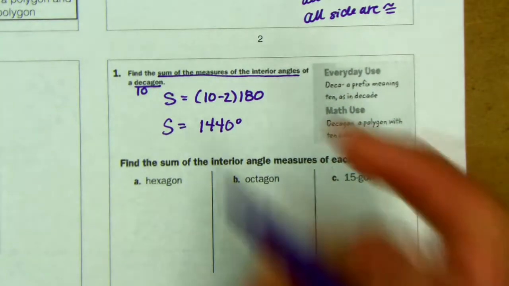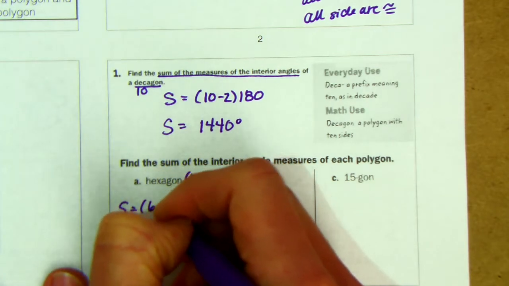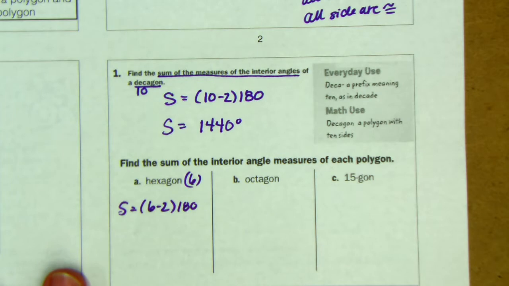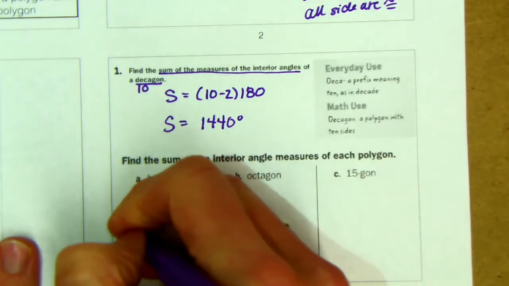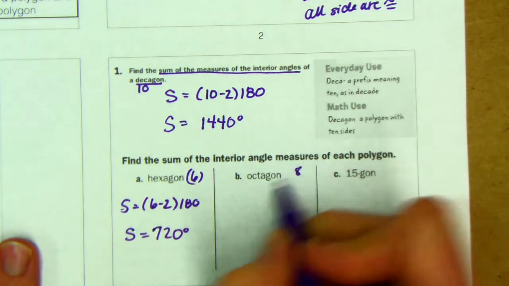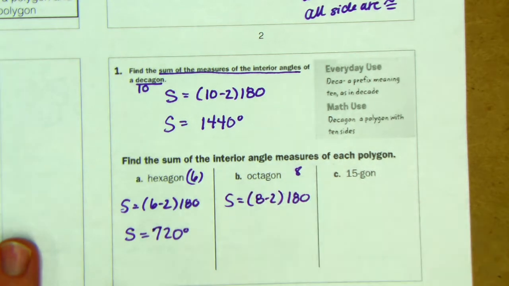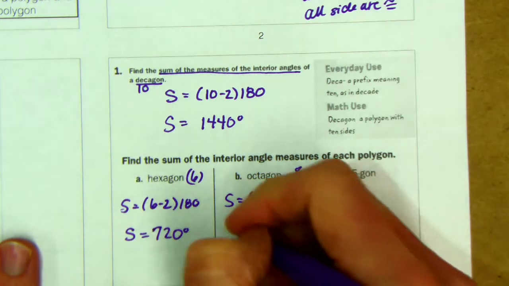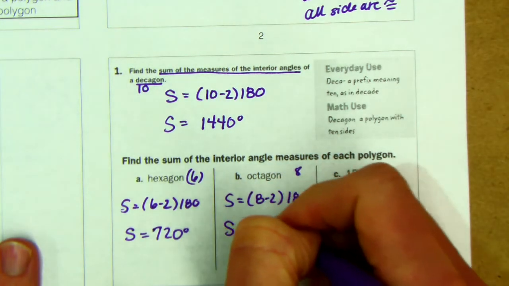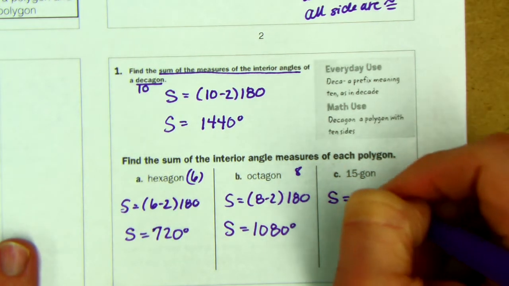Okay, hexagon, that's 6 sides. So 6 minus 2 times 180. And we did that actually just to the, if you slide over right here, is that one. It is 720 degrees. An octagon is 8 sides, so the sum is 8 minus 2 times 180 degrees, or 6 times 180, and we get 1,080 degrees.